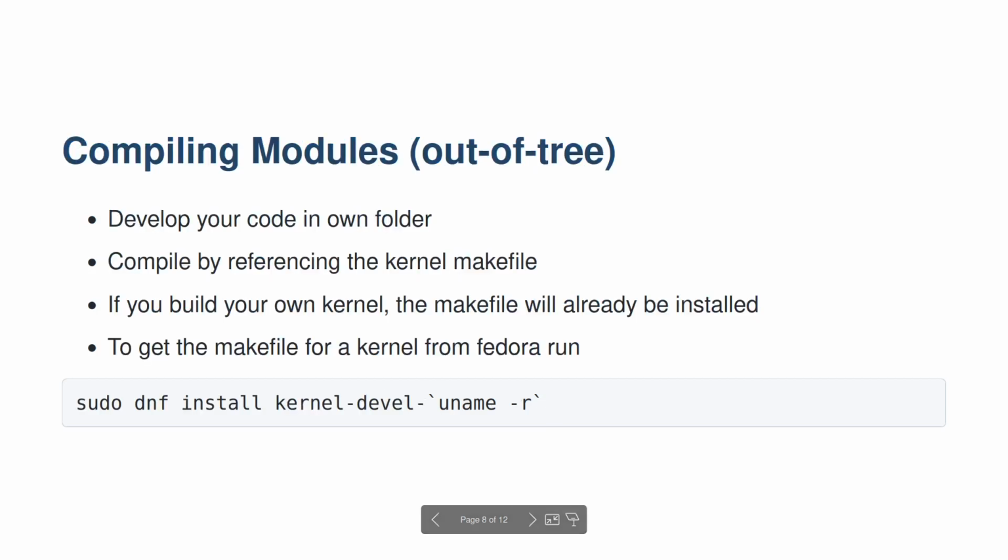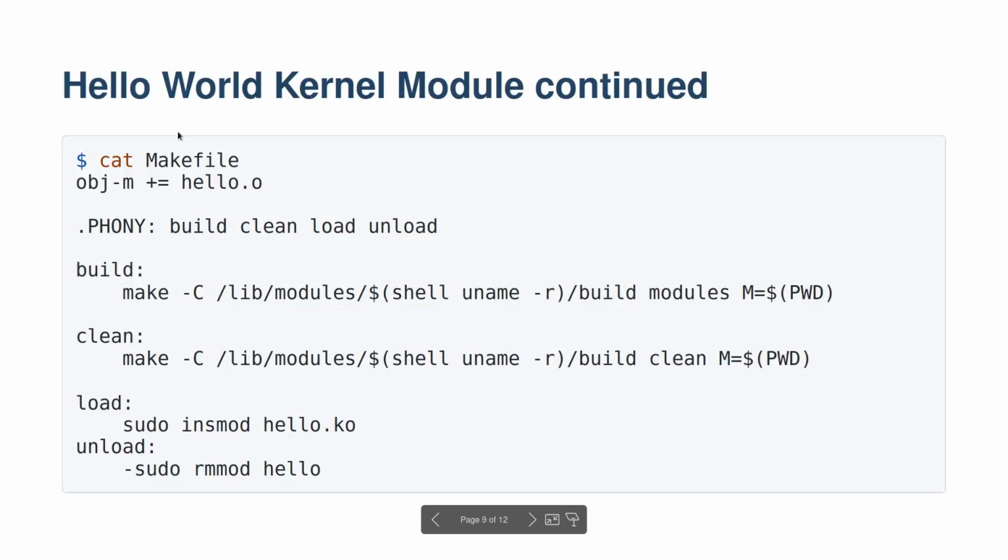So if you want to compile your module against a regular kernel from Fedora, one of the ones from the package manager, then you'll need to install this package in order to get the right makefile. But if you build your own kernel, when you install it, it will already have done that for you. Okay, so once we have this kernel makefile, we can make a makefile like this that references it.